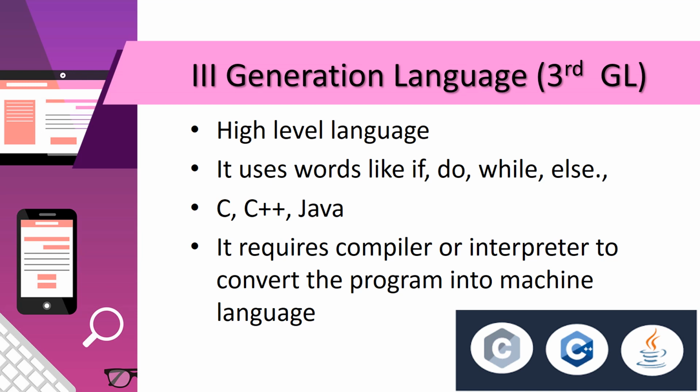And one more thing is, it requires a compiler or an interpreter to convert the program. The reason is, the computer will understand only machine language. Here we are writing with the help of a high level programming language. So we need a compiler or an interpreter to translate the source code into machine code.